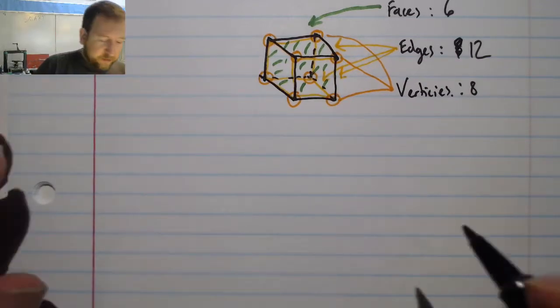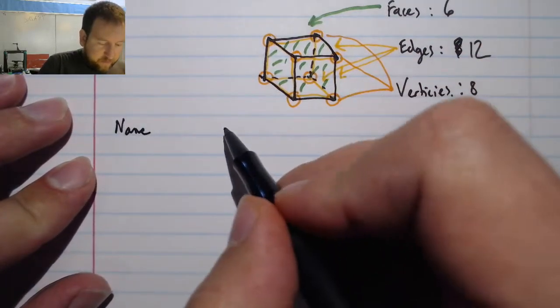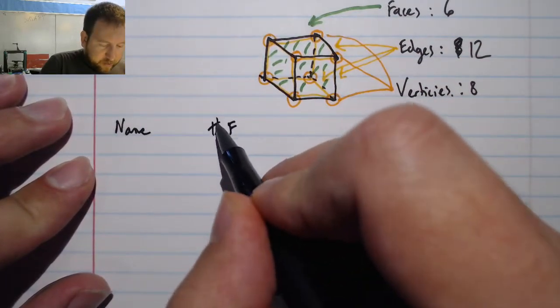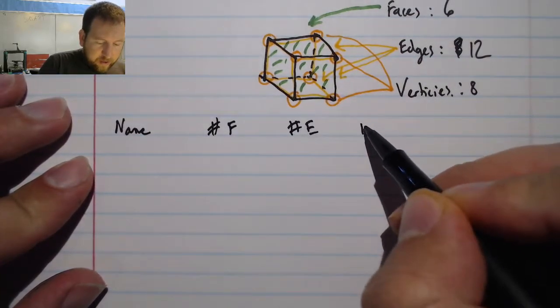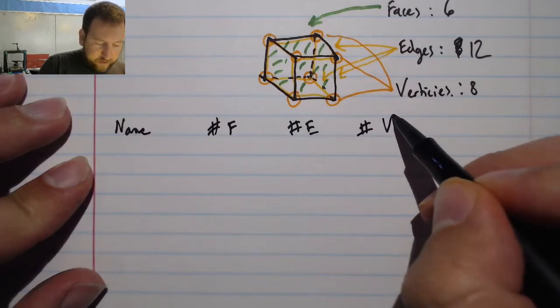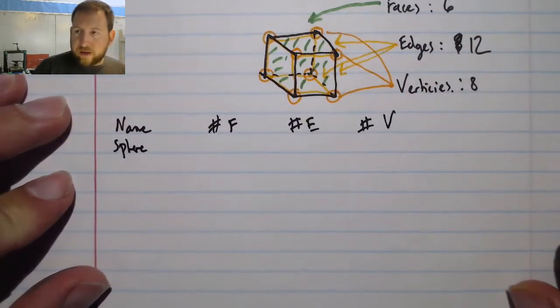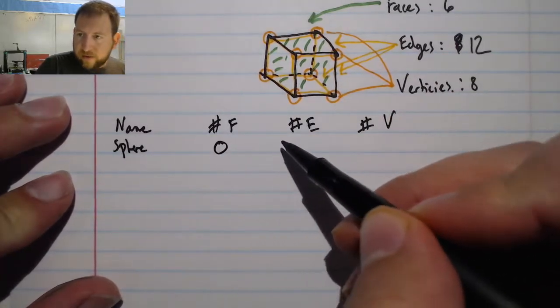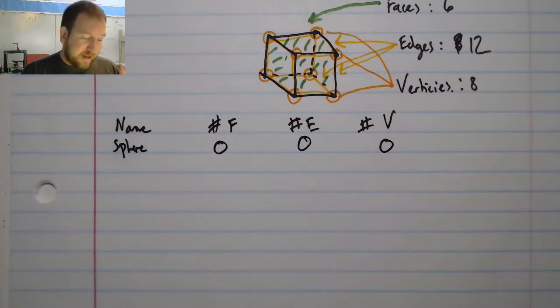Let's build a little table. And we've got the names that we have. We have the number of faces, number of edges, and the number of vertices. So first we have our sphere. And just like we said before, it does not have any faces, it does not have any edges, and it does not have any vertices. And remember, that's because the face doesn't count because it's bent.